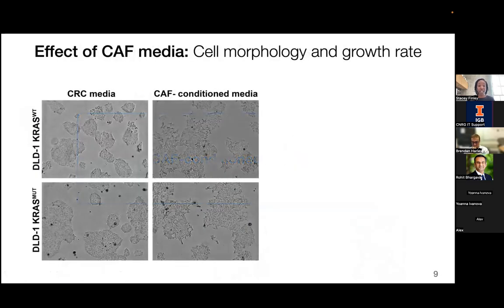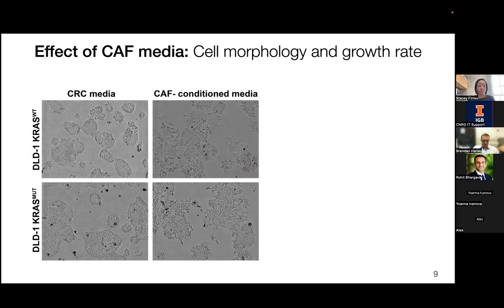So the very first thing that we looked at is, what's happening to the cell morphology and also the cell growth rate? We were finding that when the cells were retained in their colorectal cancer media versus those that were switched to CAF conditioned media, it does change the morphology. And what I'm showing here are the results from our studies with the DLD1 cell line that either has wild type KRAS or has the KRAS mutation.